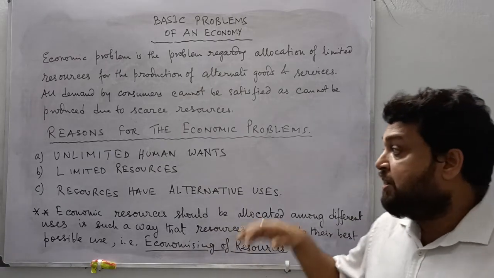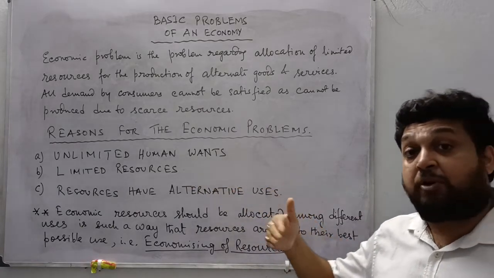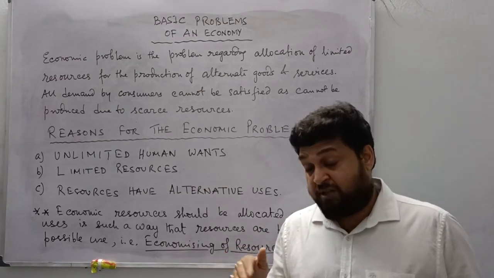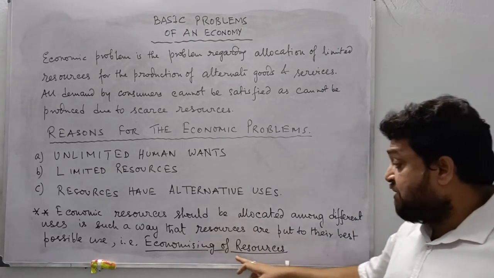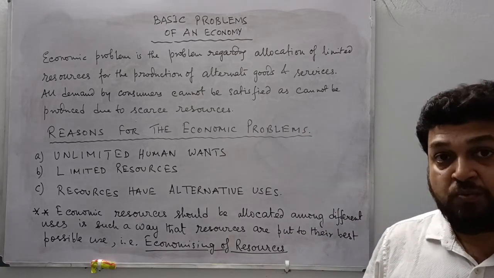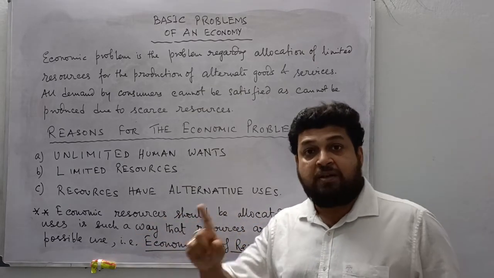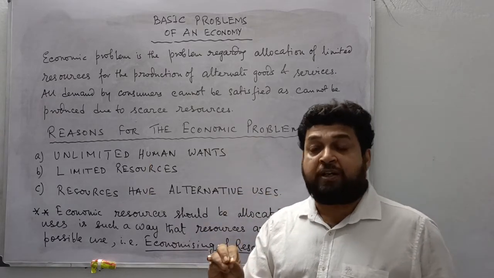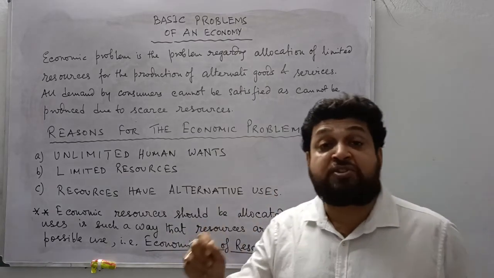Okay. Now, once we have come to know that these are the reasons for the problems to arise, we need to know one definition, the term economizing of resources. What is that? The economic resources should be allocated among different uses, different production of different goods. They should be put to different uses in such a way that resources are put to their best possible use.